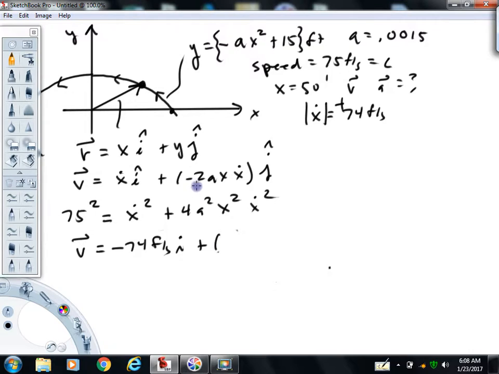plus minus 2ax x dot. So that's going to give us minus 2. The a is 0.0015. x is positive 50. And then x dot, taking note that this object's moving left, so I'm going to use minus 74 feet per second. And again, this minus sign is because my observation, this guy's moving to the left. j. Oops, and if I leave the units out for one, I should leave them out for all.